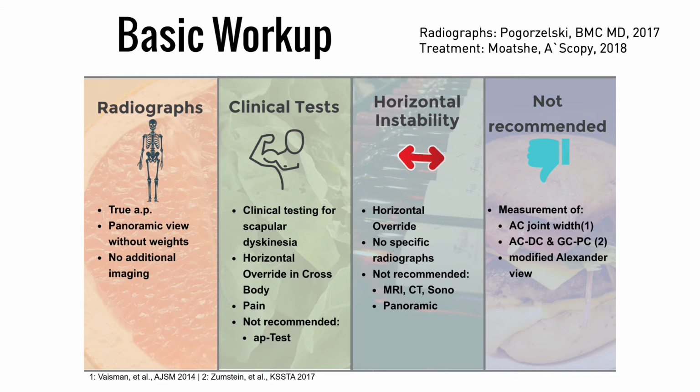Then in clinical tests, we test for scapular dyskinesia and especially for horizontal override in the cross-body test. This is very important. Check for horizontal override. Then, of course, we check for pain, and we don't recommend the AP test because it doesn't give you enough information. Then, for horizontal instability, check the horizontal override. There are no specific radiographs that we recommend. There are, but we don't recommend them, and not recommended is MRI, CT, sonography, or panoramic views for horizontal instability.